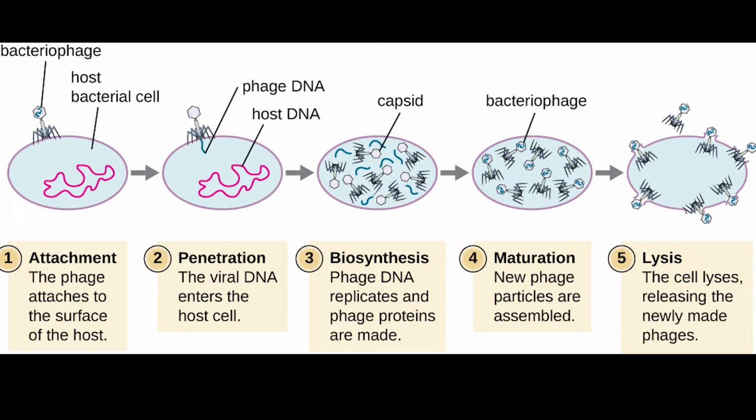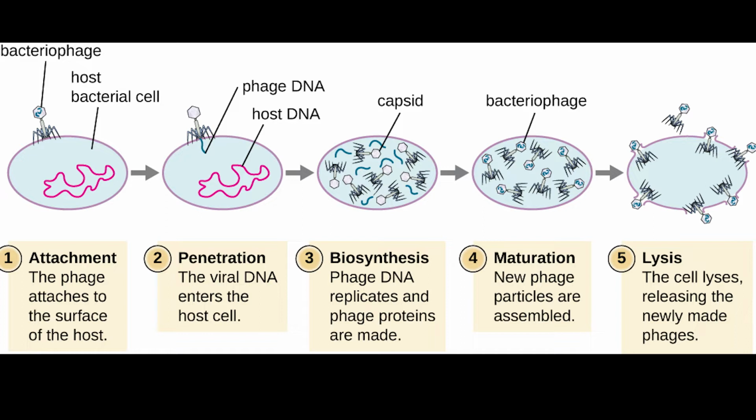For the lytic life cycle, the virus enters the cell, does some stuff, and kills the cell, and more virus spreads. It actually happens in 6 steps. First, the bacteriophage or the virus attaches to the host or the bacterium. Second, the DNA or the genetic material from the bacteriophage enters the bacteria by penetrating its membrane.